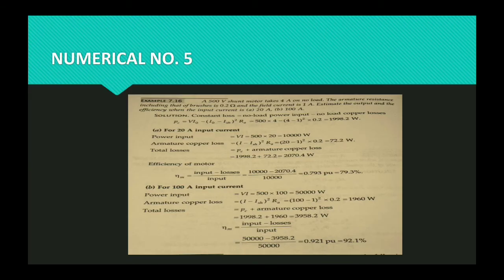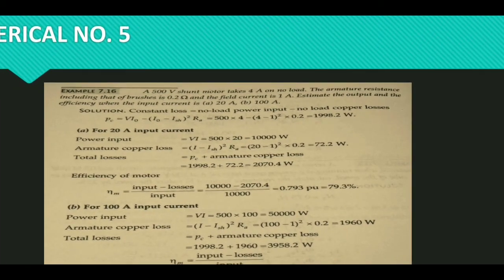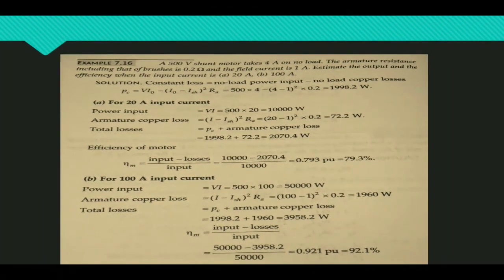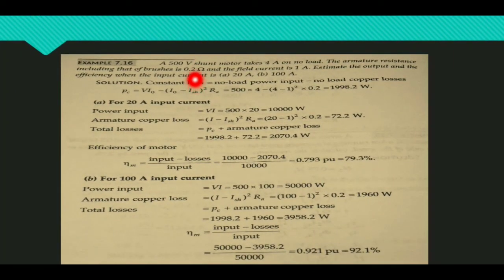And that is the last one, the numerical number 5. Here you can see a 500 volt shunt motor, and here it is also a problem of a shunt motor, which takes 4 ampere on no load. The armature resistance including that of brushes is 0.2 ohm and the field current is 1 ampere. Estimate the output and the efficiency when the input current is, in condition A, 20 ampere, and in condition B, 100 ampere.